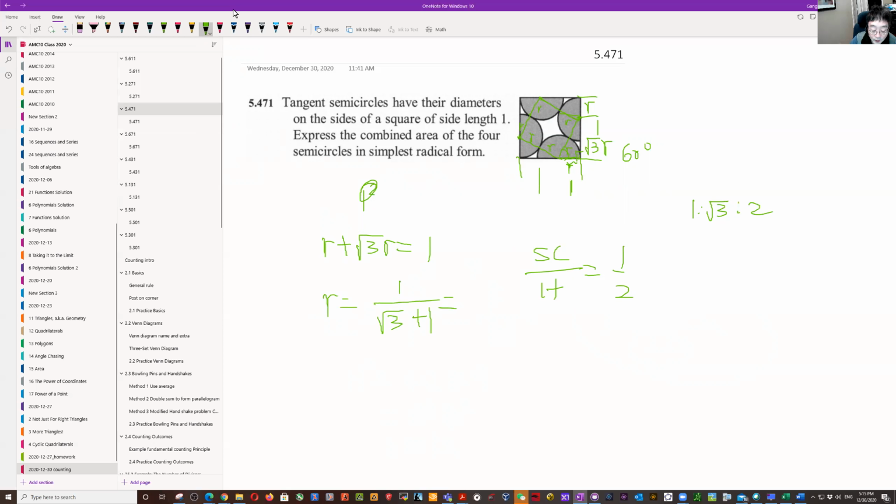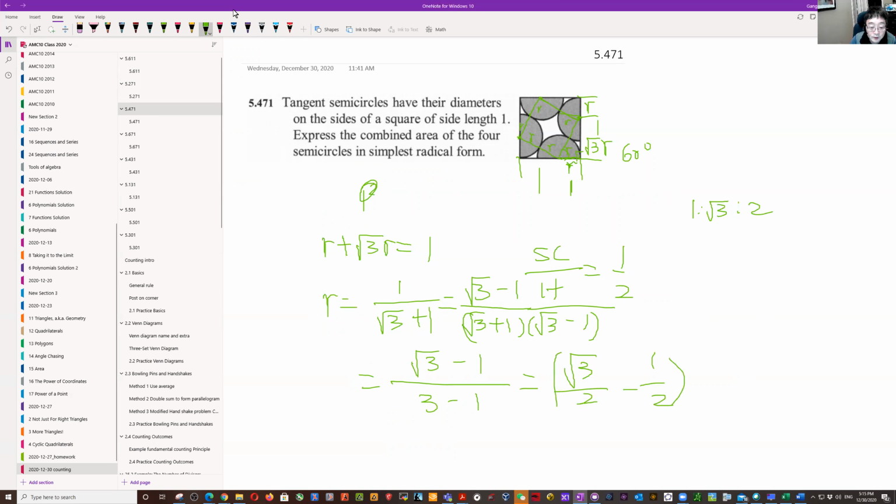And we can rationalize the denominator. We multiply square root of 3 minus 1 on both numerator and denominator. We get 3 minus 1 on the bottom, and on the top just square root of 3 minus 1, and this is going to be square root of 3 over 2 minus 1 over 2. So that's R.